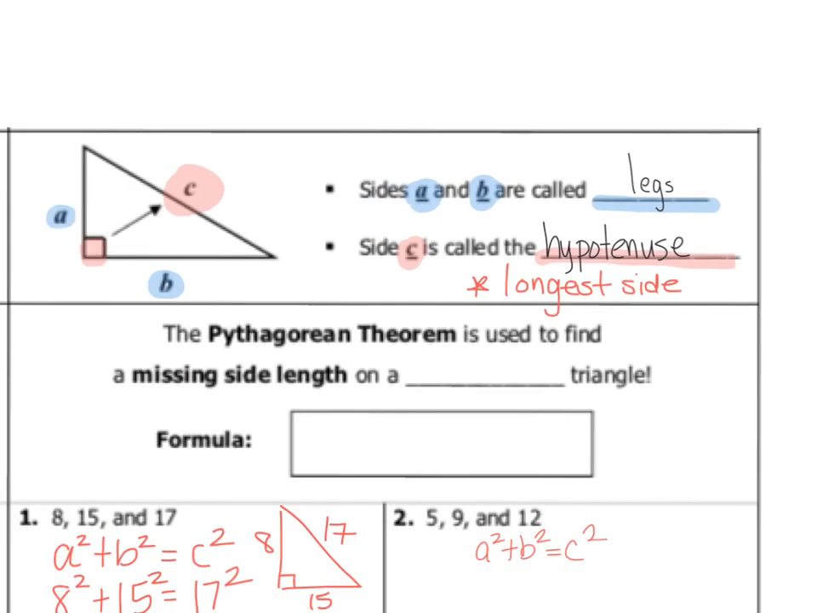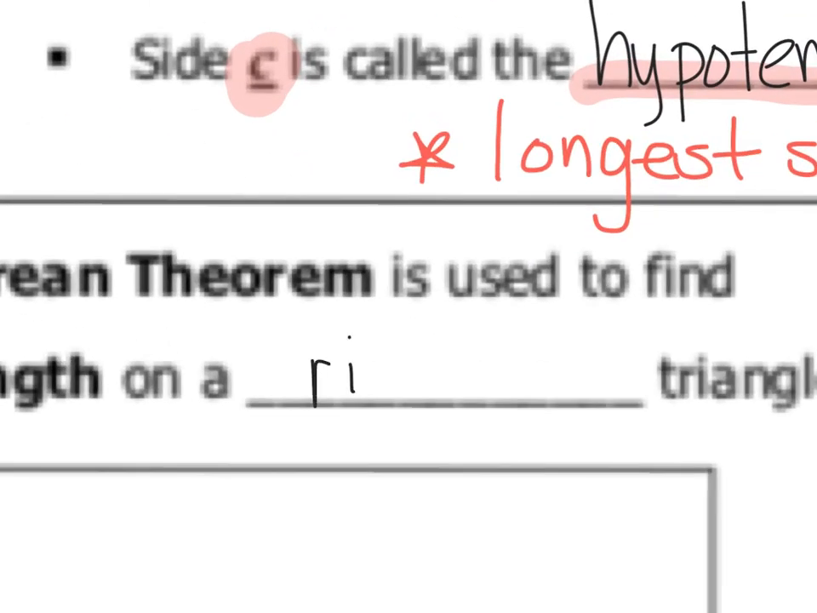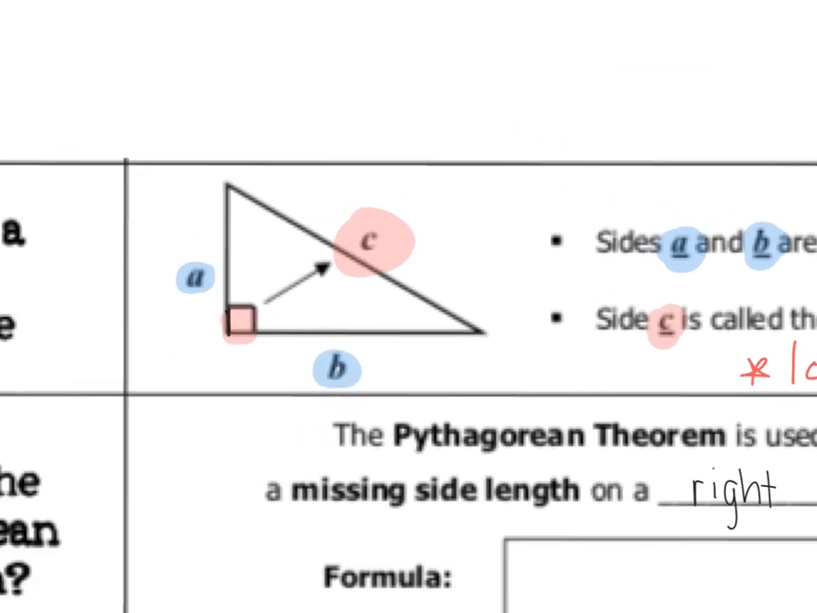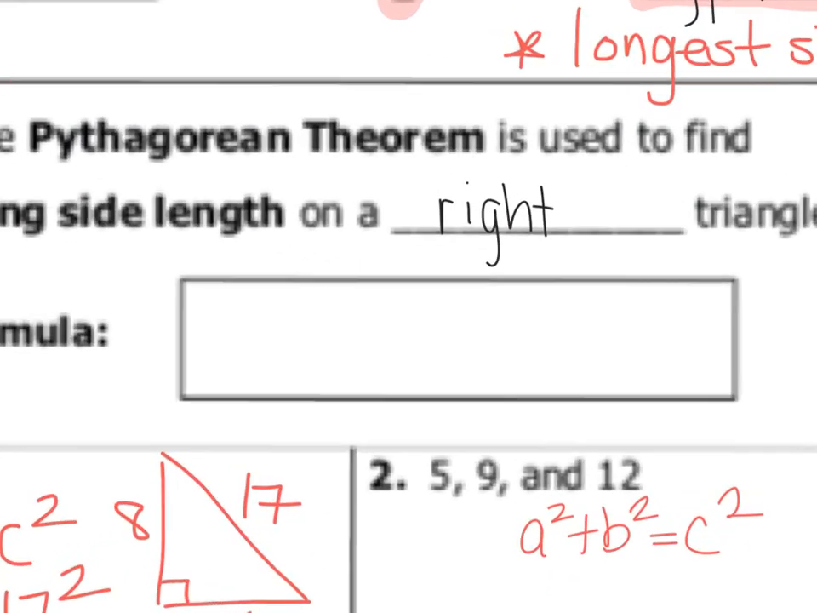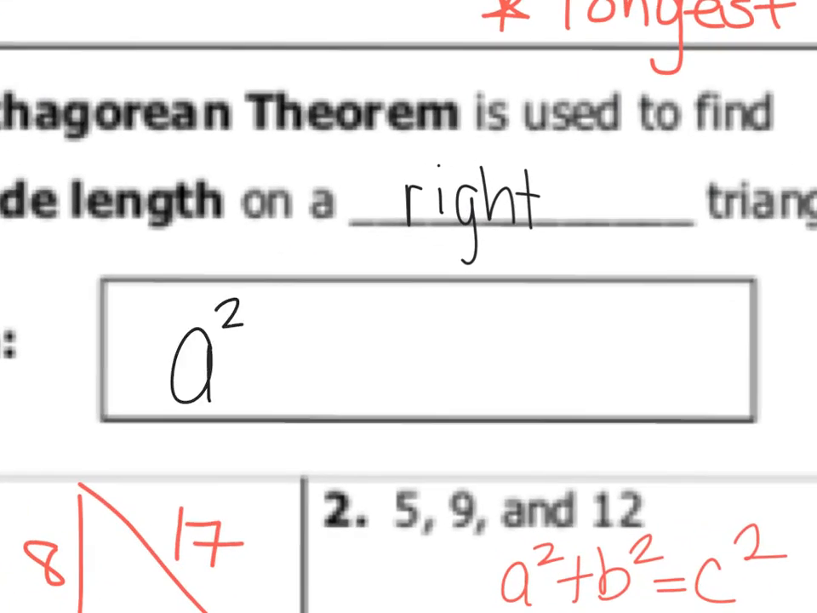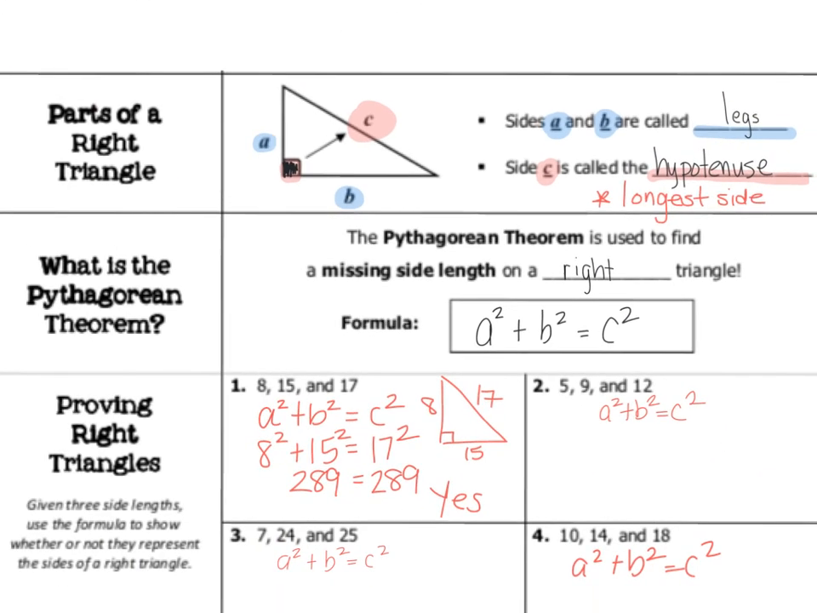The Pythagorean theorem is used only with a right triangle. A right triangle means that somewhere it has this right angle. Our formula for a right triangle is a squared plus b squared equals c squared. For the first couple of questions, I did the first one for you.